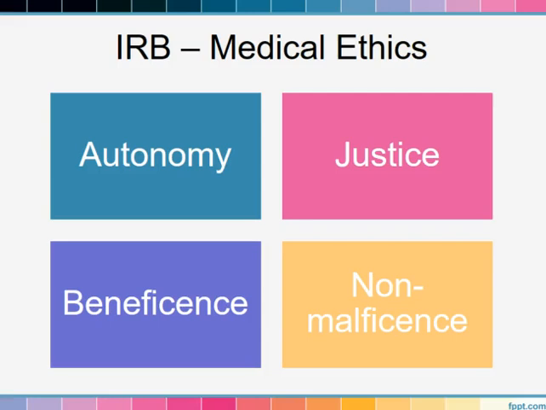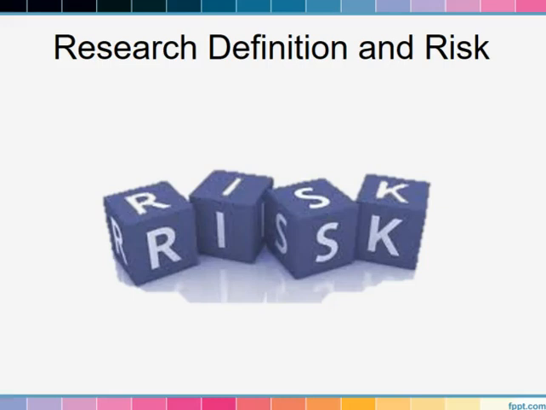Beneficence demands that procedures only be performed that will benefit the patient, and non-malfeasance means that procedures should be free from unnecessary harm. To protect the rights I just discussed, along with the right to privacy, investigators must seek approval of the study from an institutional review board, or an IRB. IRB approval is required before the start of any research project involving human subjects. Research is defined as a systematic investigation designed to develop or contribute generalizable knowledge.